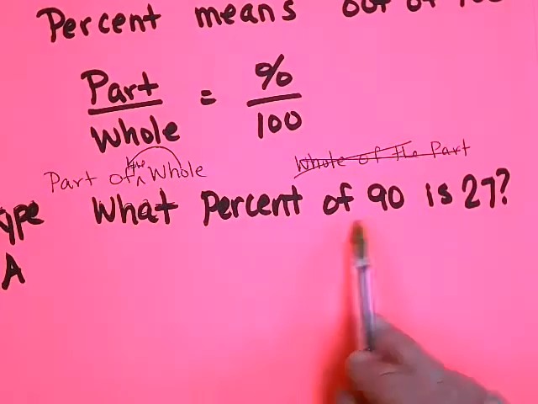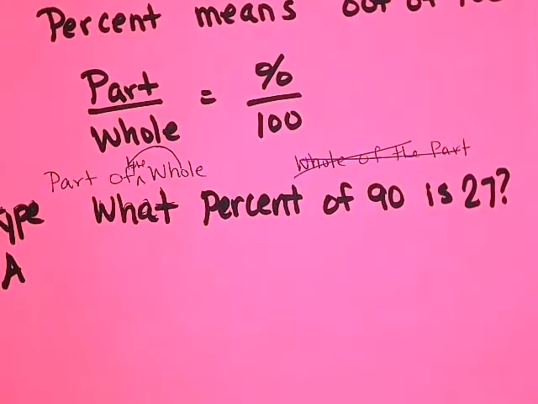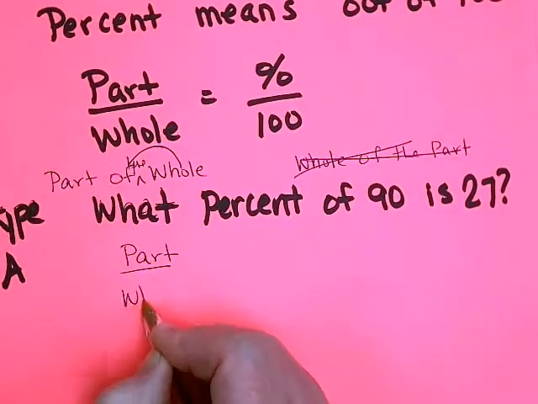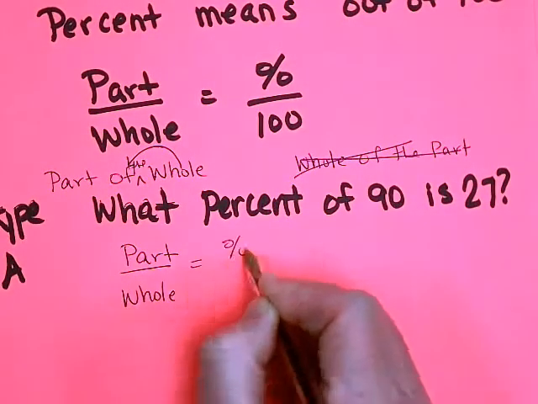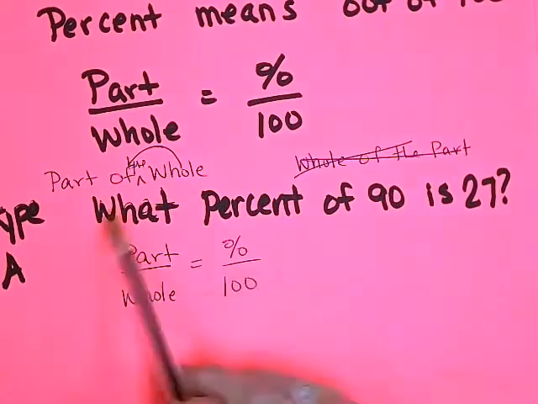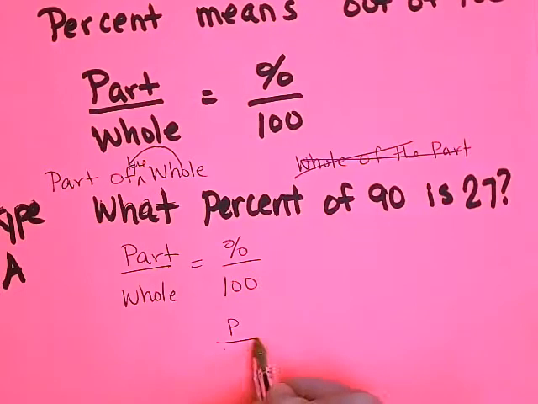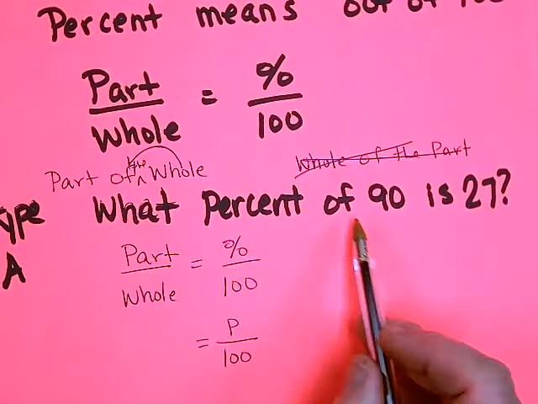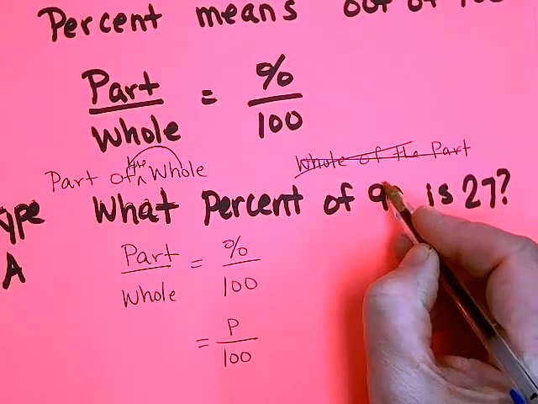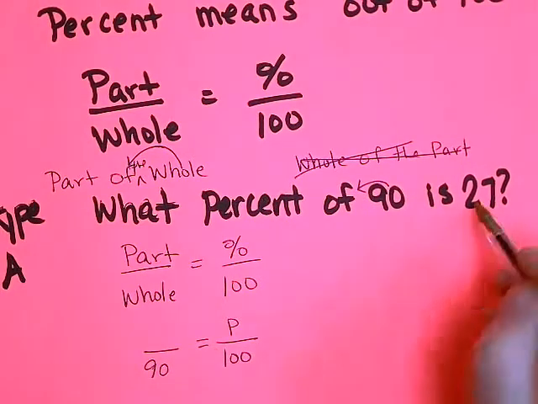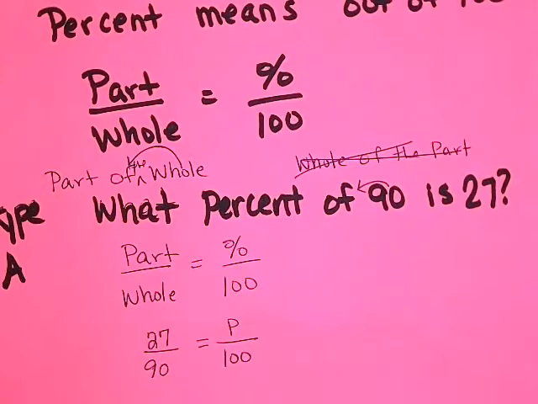What percent of 90 is 27? Well, we're going to set our ratio up. Part over whole is equal to percent over 100. Now, we're looking for a percent in this problem. They did not tell me what the percent was, so we're going to have P over 100. We're going to let P be the percent. 90 comes after the word of, so it is the whole. It goes right there, it's the whole. And that leaves 27 to be the part.